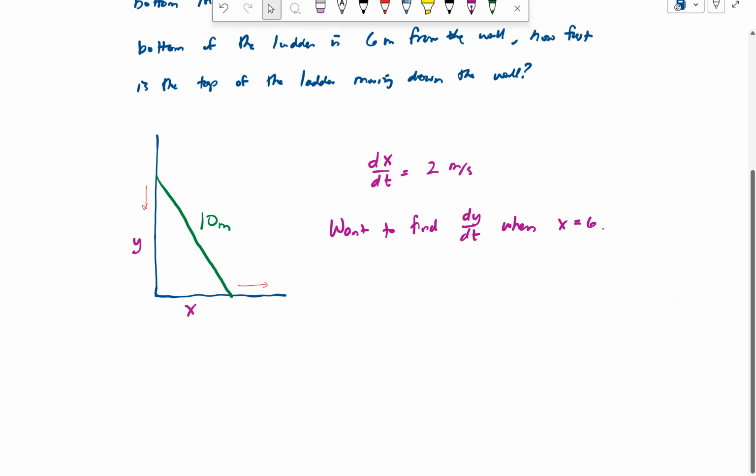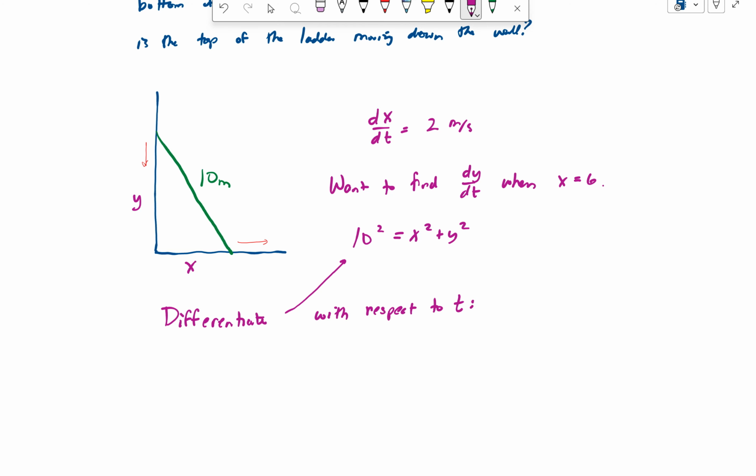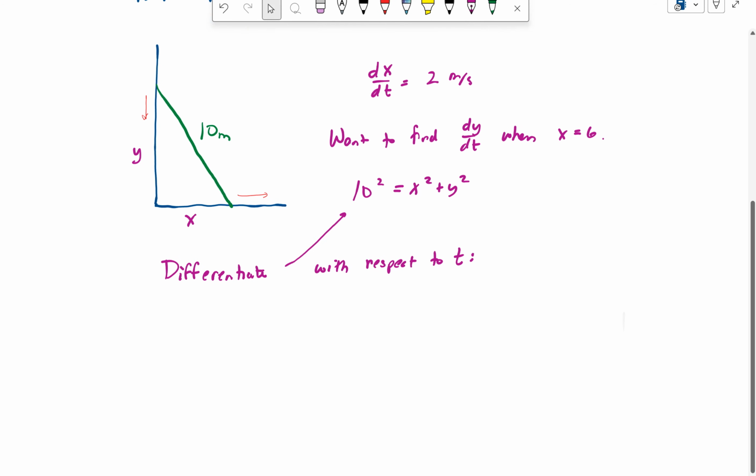So what other information do we know? Well, we know the ladder here makes a triangle, so we can use the Pythagorean theorem to say 10 squared is equal to x squared plus y squared. And this is going to be the main equation we use. So we can differentiate this equation with respect to t. Even though t doesn't seem to show up in the picture, we know we have dx/dt and we want dy/dt. So that's going to make us use implicit differentiation.